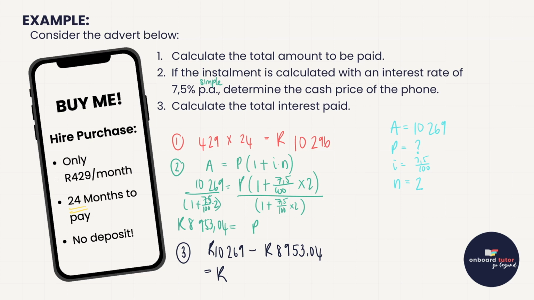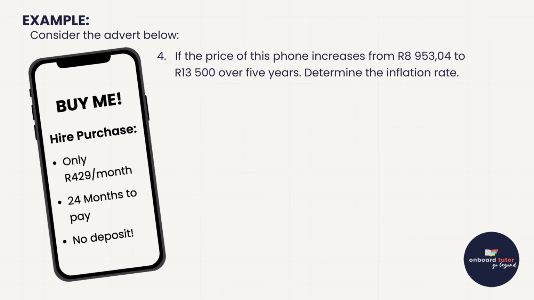So typing that in on the calculator gives us an answer of 1,315 Rand and 96 cents. That was the interest on this deal. Now here's another question linked to this example, but not quite on the hire purchase page anymore. If the price of this phone increases from the cash price we worked out there, 8,953 Rand and 4 cents, to 13,500 Rand over 5 years, determine the inflation rate.